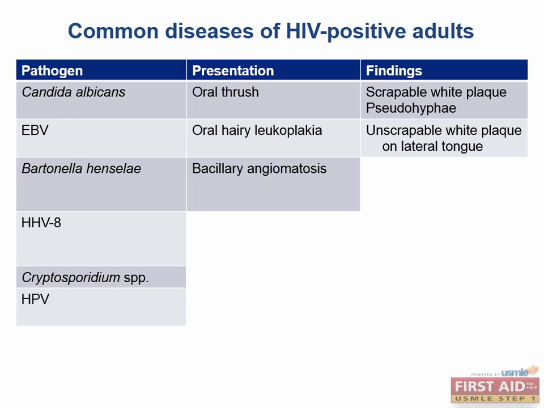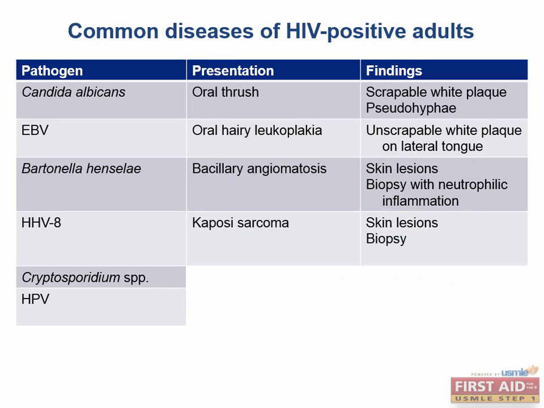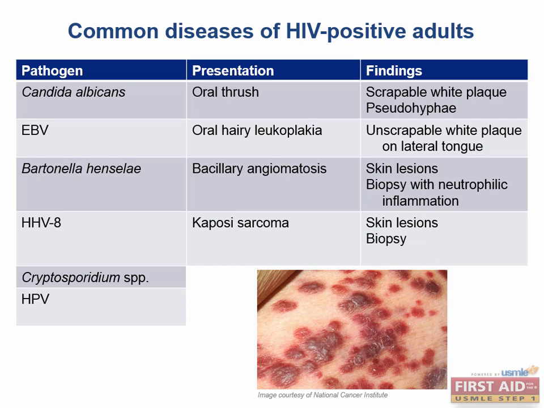Bartonella henselae can cause bacillary angiomatosis, also known as cat scratch fever. The findings you see in somebody with Bartonella henselae bacillary angiomatosis are skin lesions and a biopsy with neutrophilic inflammation. Human herpesvirus 8 causes Kaposi sarcoma, as we can see in this image here. To diagnose Kaposi sarcoma, you need some skin lesions and also a biopsy with evidence of the HHV8 virus within the lesions.